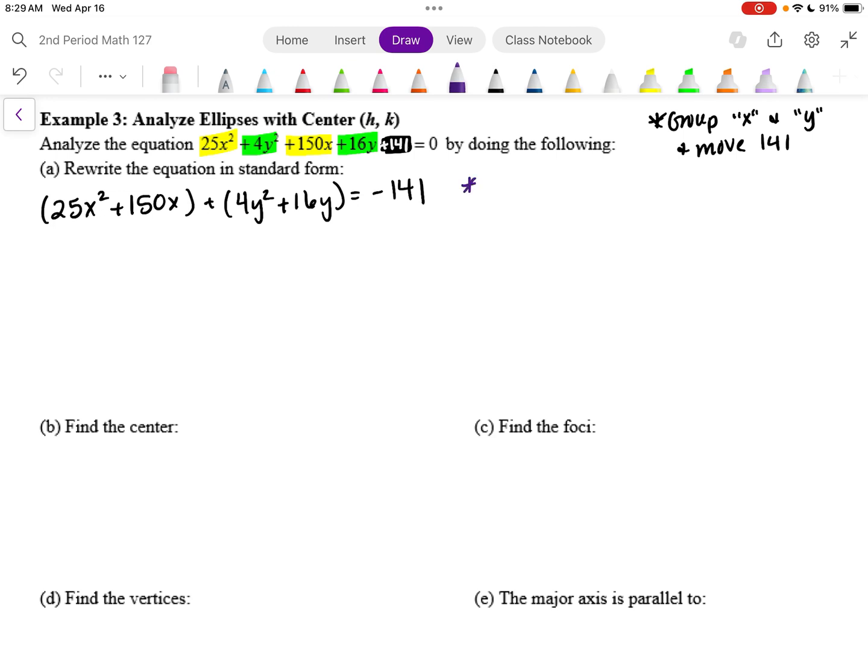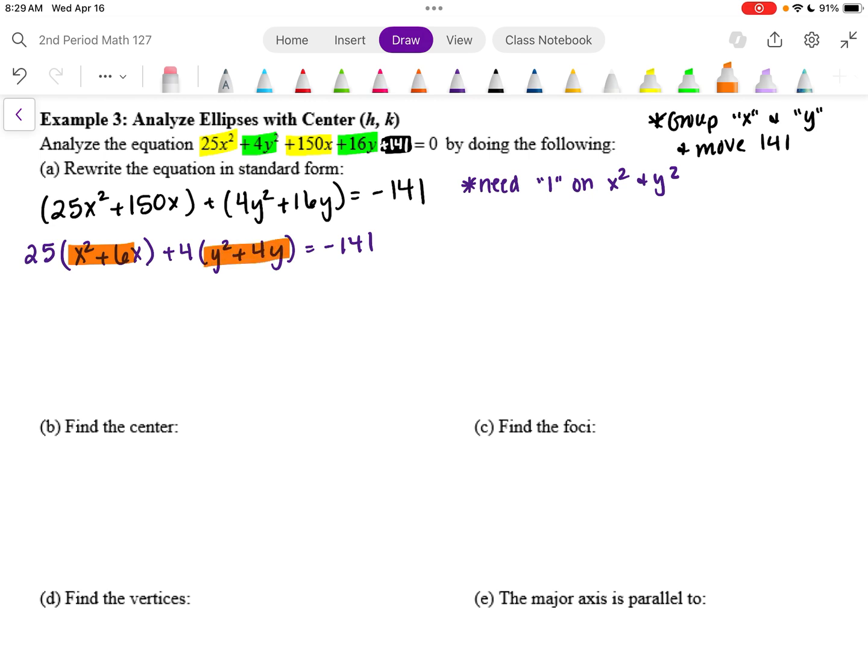Okay, my next step is I need a 1 on x squared and y squared. So I'm going to need to factor out a greatest common factor. So here I factor out a 25, leaving me with x squared plus 6x. Here I'm going to factor out a 4, leaving me with y squared plus 4y. And I still have the negative 141.